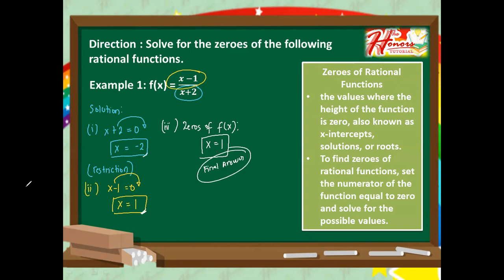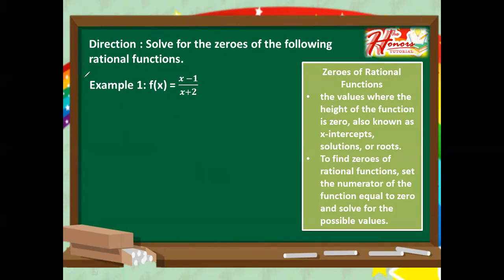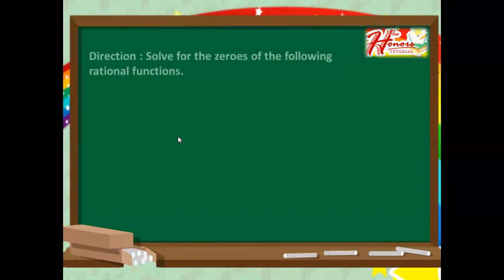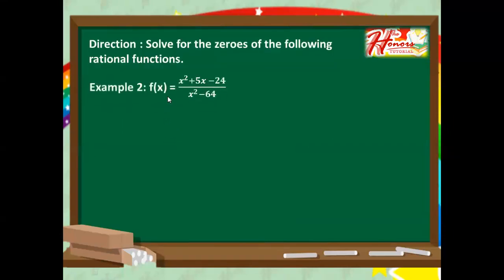Next, let us have another example. We have f(x) = (x^2 + 5x - 24)/(x^2 - 64). Same process, we have to check if we can still factor the numerator and denominator because that is very important in this topic. So let's write solution here.